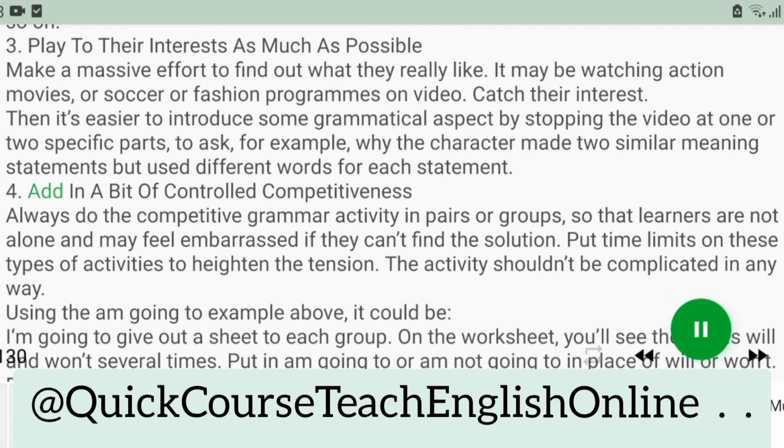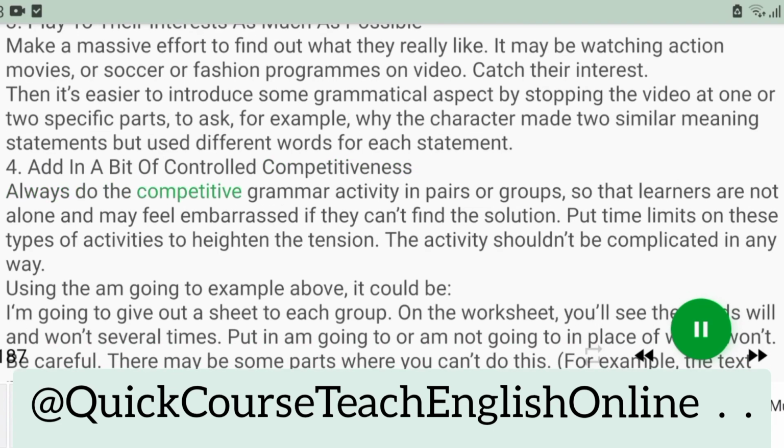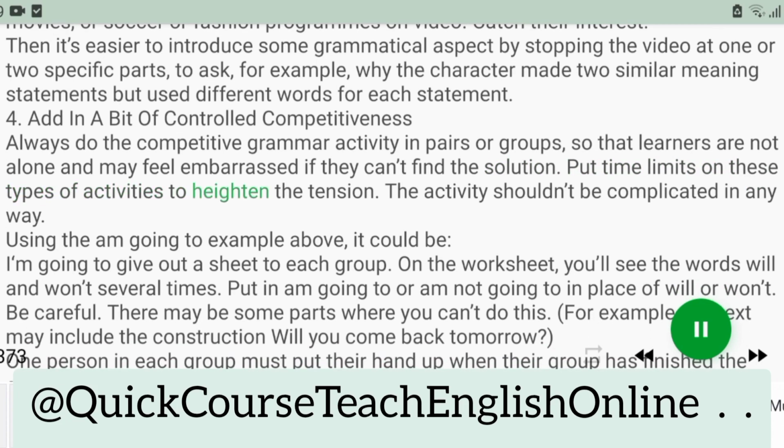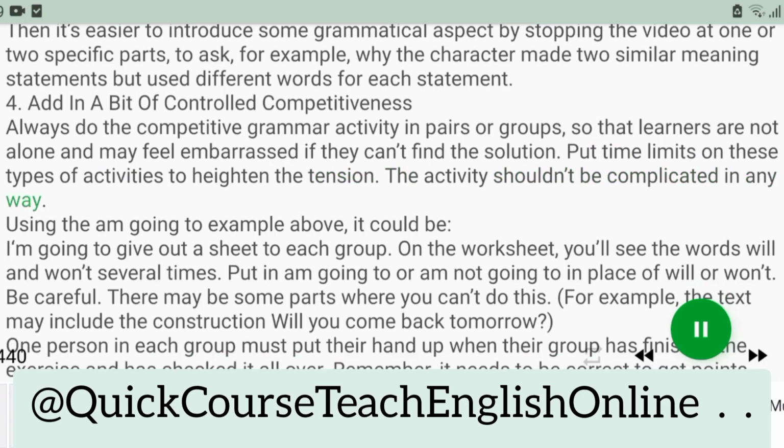4. Add in a bit of controlled competitiveness. Always do the competitive grammar activity in pairs or groups, so that learners are not alone and may feel embarrassed if they can't find the solution. Put time limits on these types of activities to heighten the tension. The activity shouldn't be complicated in any way.